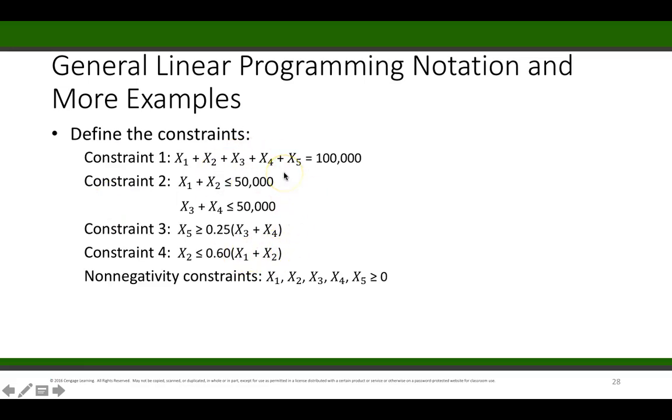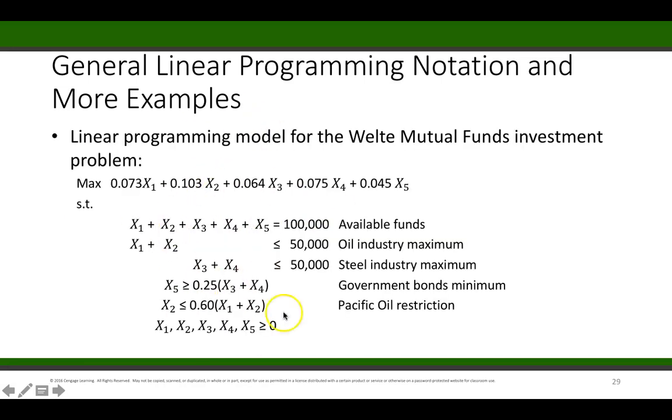And those are the constraints. X1 plus X2 plus X3 plus X4 plus X5 is 100,000. X1 plus X2 is less than 50. X3 plus X4 is less than 50. X5 is greater than that, and X2 is less than that. And these are your constraints. And this is your full problem. That's the linear programming formulation for this particular problem.